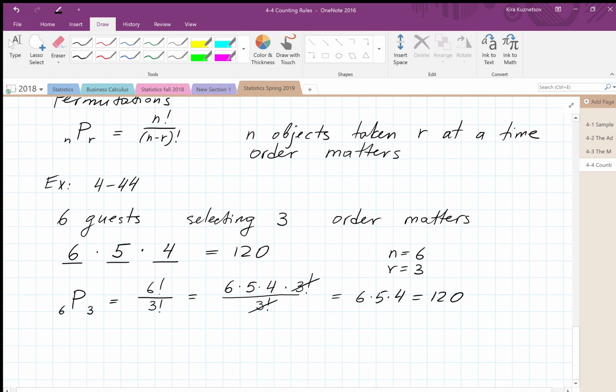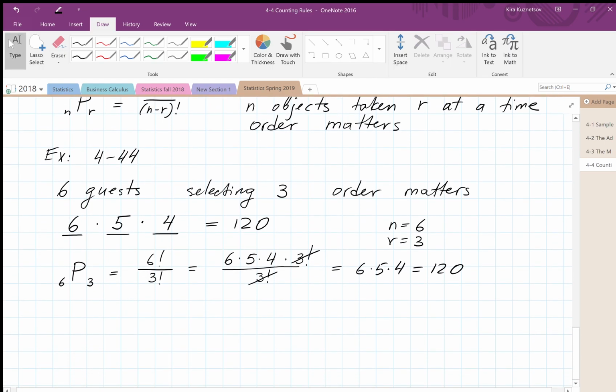Now there is a button on your calculator that will help you figure these factorials out a little bit faster, and I'll try to show this in the next video.